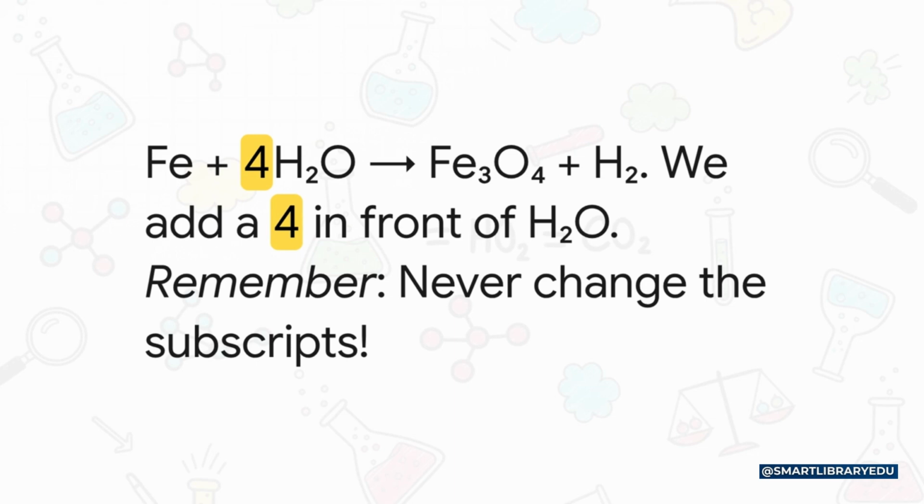Now, this brings up the number 1 most important rule of balancing. You can only change the big numbers in front, the coefficients. Never, ever, ever change the little subscript numbers. If you change the 2 in H2O, it's not water anymore. So adding this 4 gives us our 4 oxygen atoms, but notice it also affects the hydrogen.